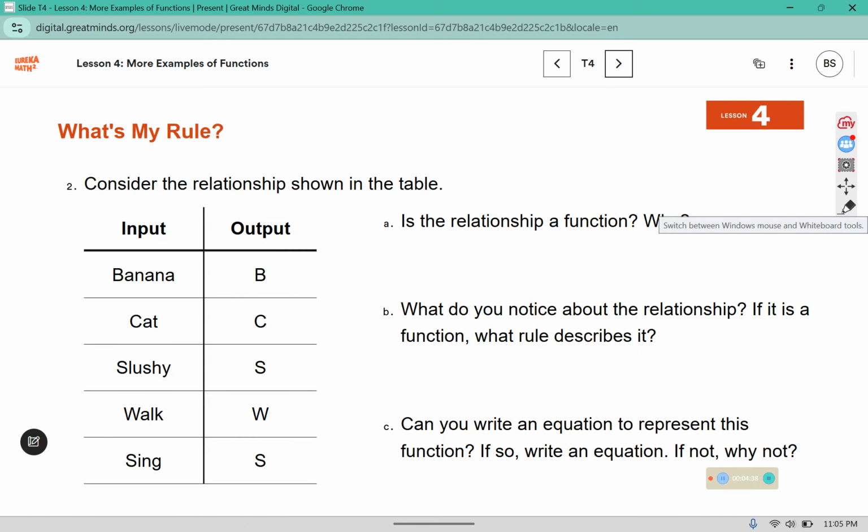Consider the relationship shown in the table. Is the relationship a function, and why? Banana has its own output, cat has its own output, slushy has its own output. Walk and sing all go to exactly one output. So yes, this is a function.